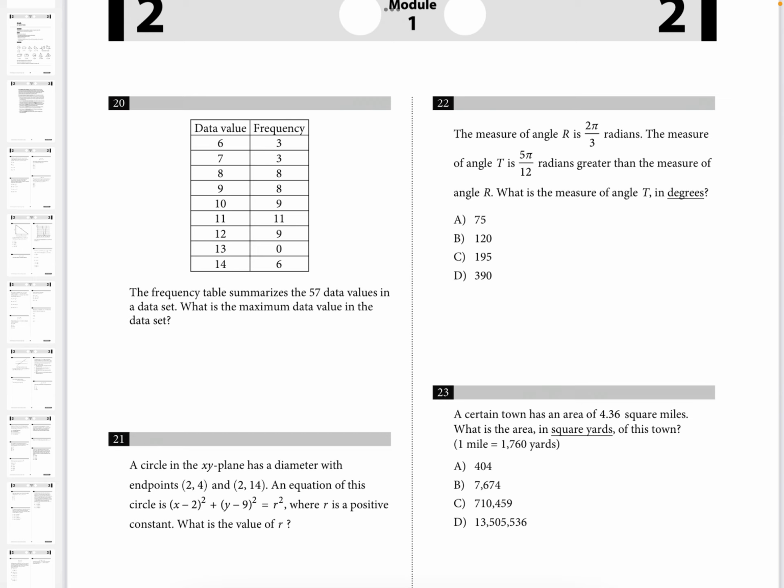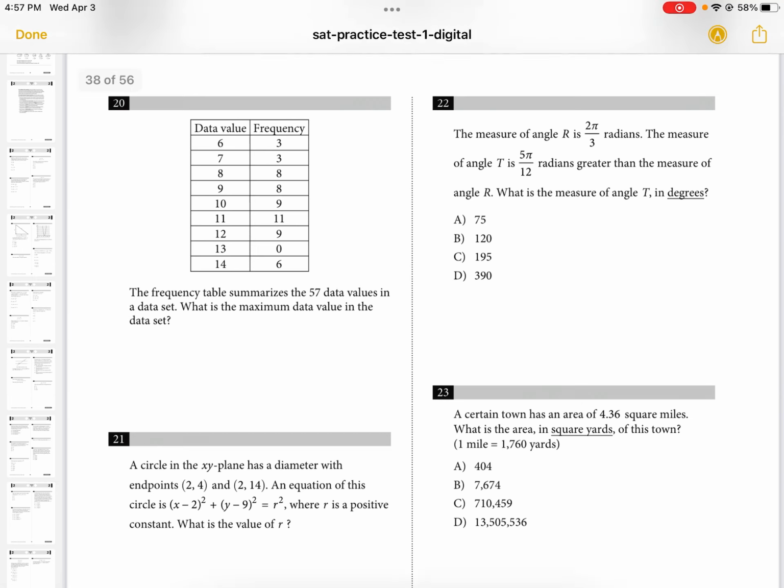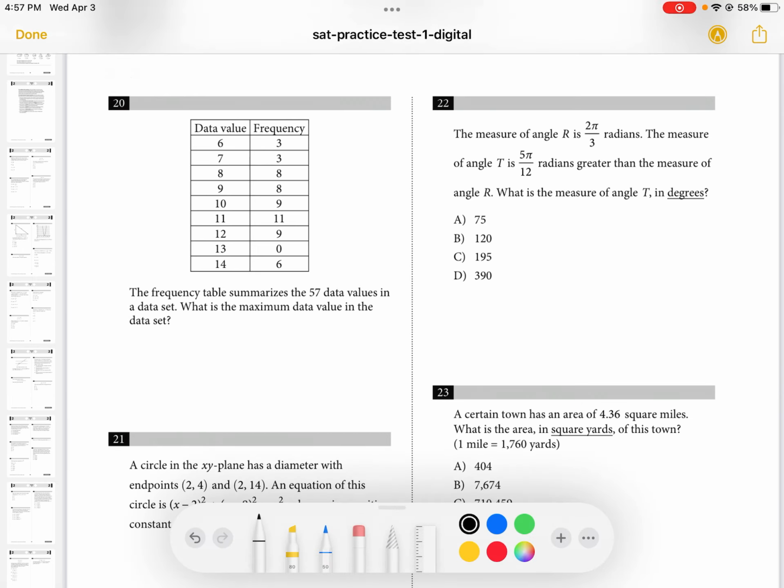Number 20. The frequency table summarizes the 57 data values in a data set. What is the maximum value in the data set? It's just 14. That's our maximum data value. That's our highest data value. So 14.